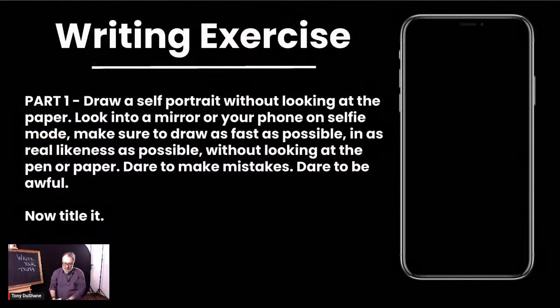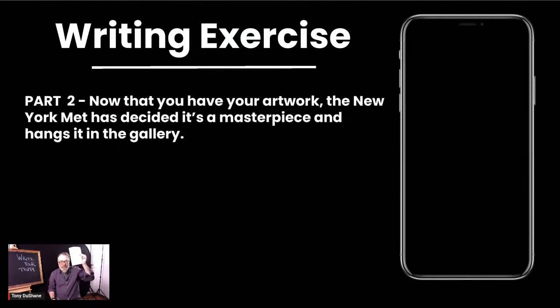So after you draw that photo, we're going to explore point of view. You drew this photo, this art piece, this fabulous creative thing you've just done, and the New York Met has actually realized what a genius you are. So they're hanging this sketch next to all the great paintings of the world. The first character you're going to work on is an art critic. And from their point of view, the first art critic hates this and has a lot to say about it.